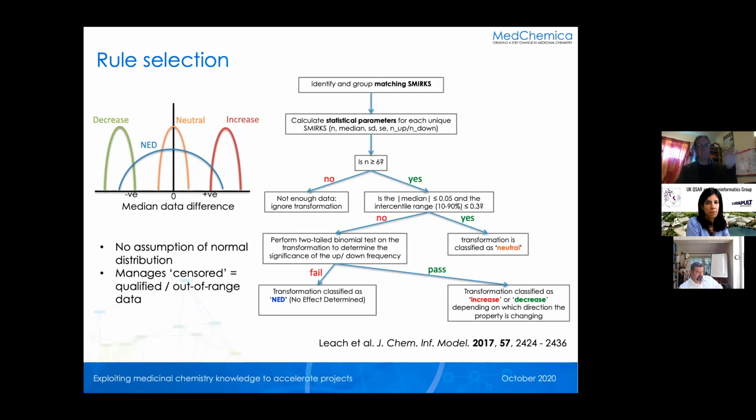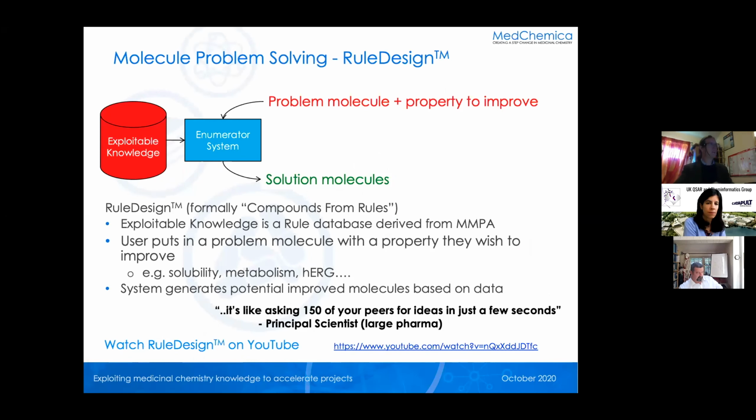But to start off, we set a very conservatively high barrier where we need 6 matched pairs, 95% confidence to declare something a rule of medicinal chemistry. So very robust, very reliable changes, not just to increase potency, but ADMET as well. So the rule design system, you present this with a molecule and you say, I'd like to improve solubility and metabolism. It will suggest a set of compounds to you based on these rules.